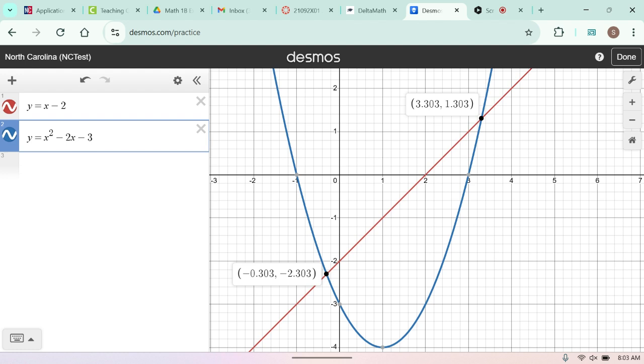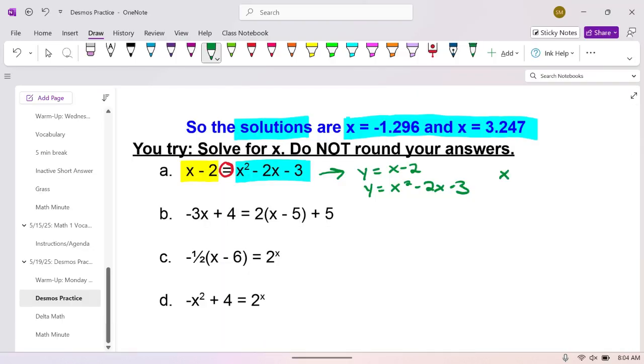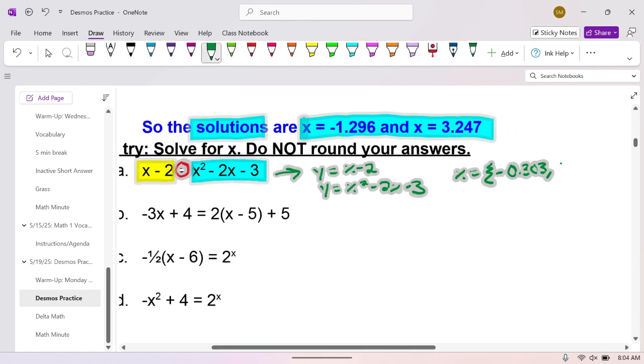So what would my two answers be? What part of those points do I use? X. So my two answers would be negative 0.303 and 3.303. All right, I'm just using the X values. We don't care about the Y values in this situation. So my answers is X is equal to negative 0.303 and 3.303.